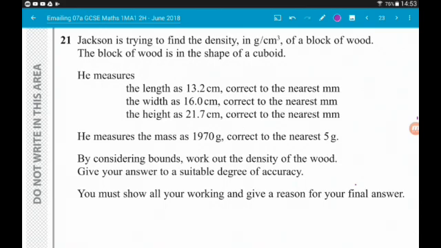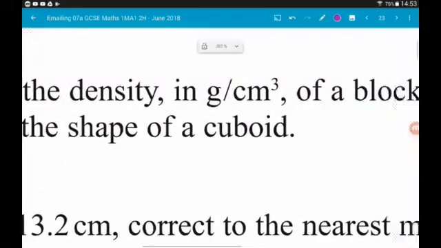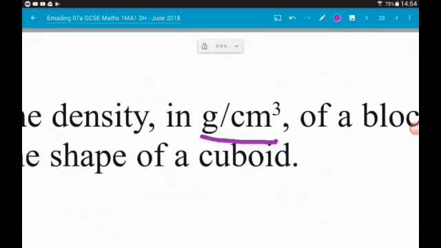He measures the mass as 1,970 grams, correct to the nearest 5 grams. By considering bounds, we want to work out the density. Giving our answer to a suitable degree of accuracy, we must show all of our working and then give a reason for our final answer. So the first thing we need is the formula for density. Now this is usually given to you, but it's hidden in the question. So up here, we want the density in grams per centimetre cubed. Grams is a measure of mass.